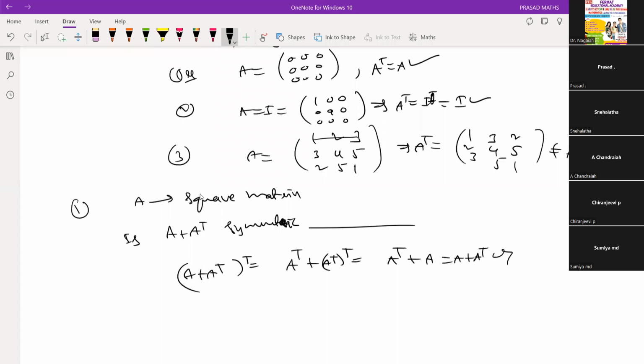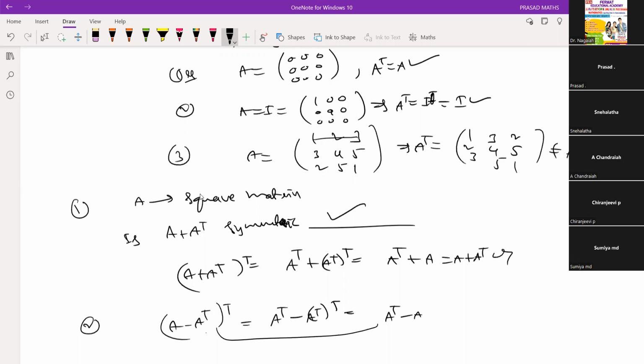Therefore, it is symmetric. Look at A minus A transpose. What is this? Is it symmetric? A minus A transpose, whole transpose is A transpose minus A. So it cannot be a symmetric matrix, because A minus A transpose, whole transpose is equal to A transpose minus A. Therefore, A minus A transpose is not symmetric, or may not be.